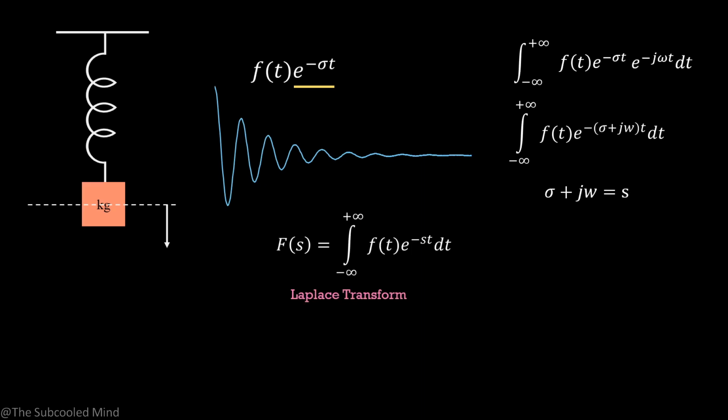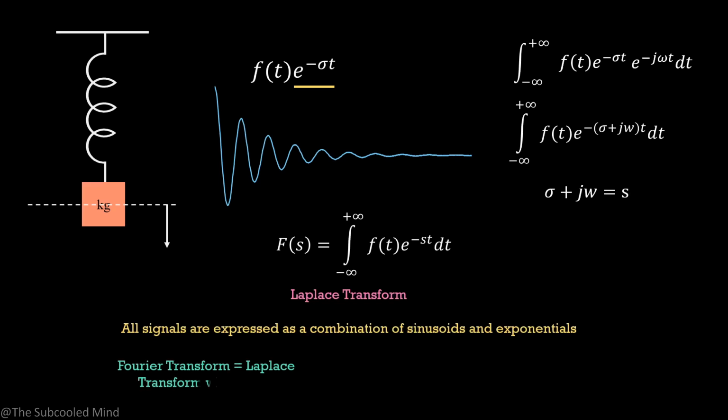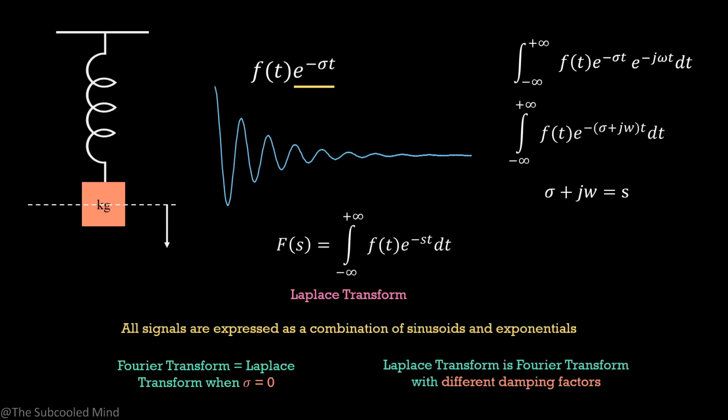In other words, now we are expressing any signal as a combination of sinusoids and exponentials. You should also observe that Fourier transform is a special case of Laplace transform when sigma is 0. Or in other words, Laplace transform is nothing but the Fourier transform for different values of sigma. But how do these transforms help us?